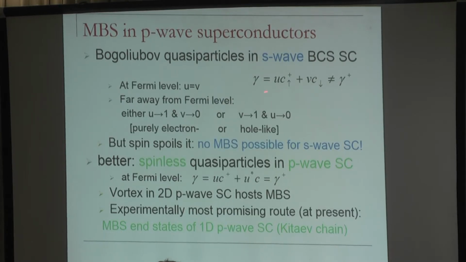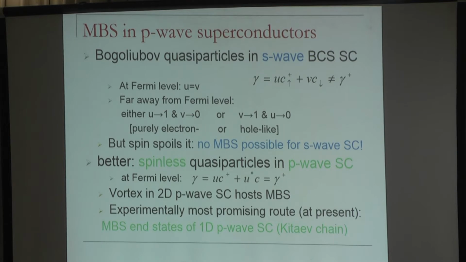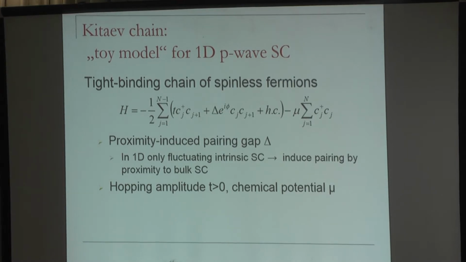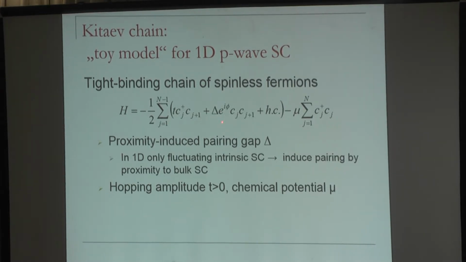Then we have seen that in s-wave we cannot really build such particles because the spin spoils the picture. We should have spinless particles. The way to do this is, for instance, in p-wave superconductors. To get rid of the spin, you can either use vortices in a two-dimensional p-wave superconductor, or this route via one dimension, the Kitaev chain, on which we then spent a lot of time. It's this model here, hopping of spinless fermions on a chain of N sites. First we studied the open boundary case. You have a hopping, a pairing term that is proximity induced, and a chemical potential.